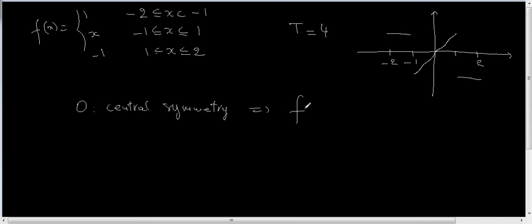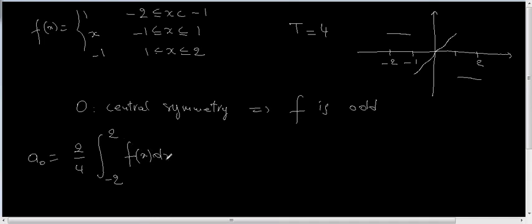Which means f is odd, between -2 and 2. Now we have to find the coefficients. The first one, a naught, the formula is 2 over T. T here is 4. We integrate between -2 and 2 f of x dx. But this is 0 since f is odd.